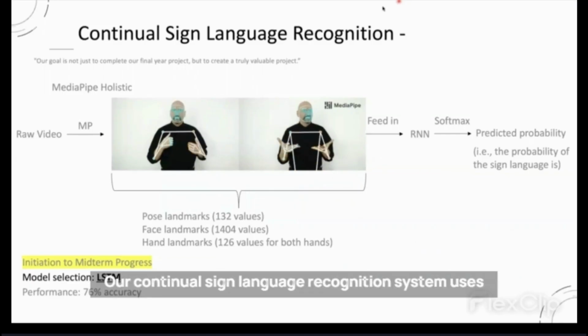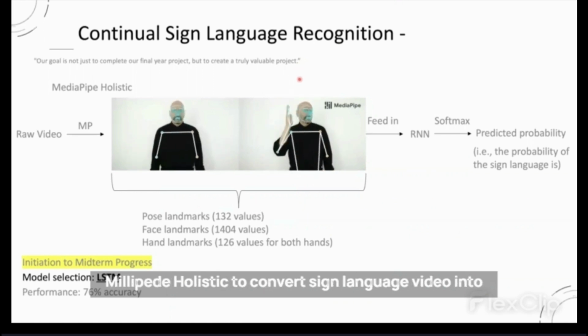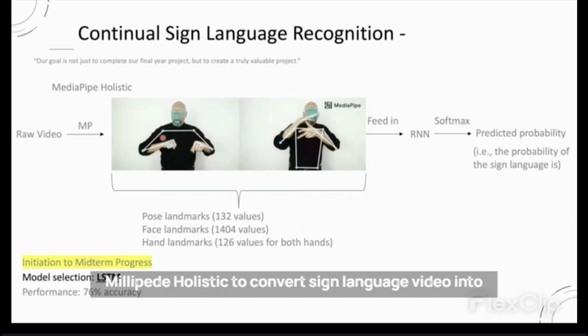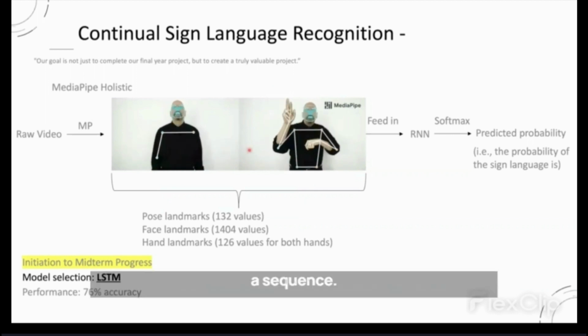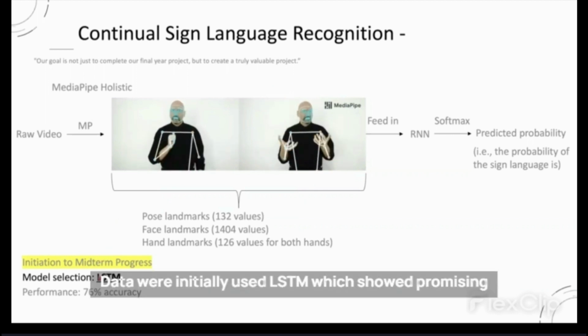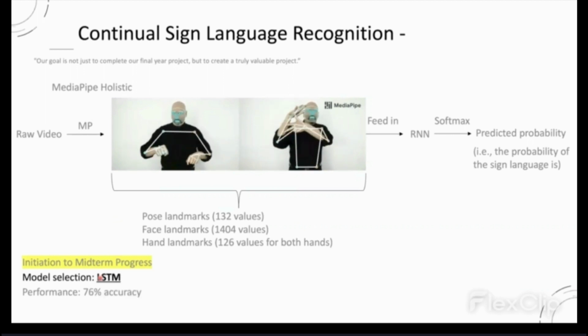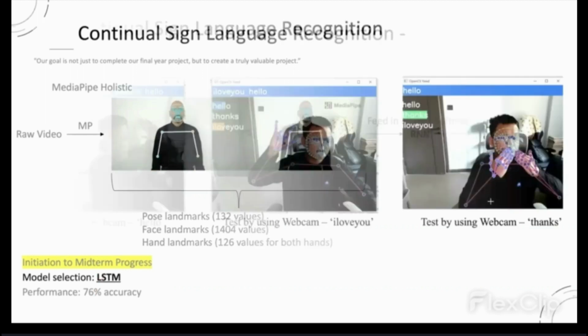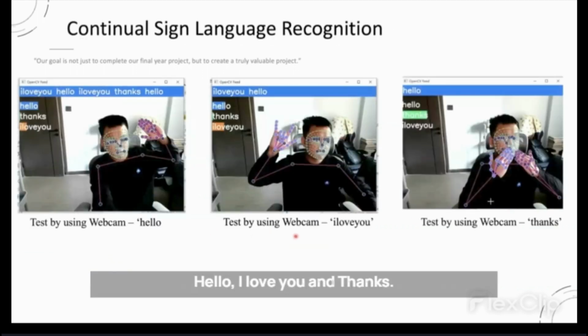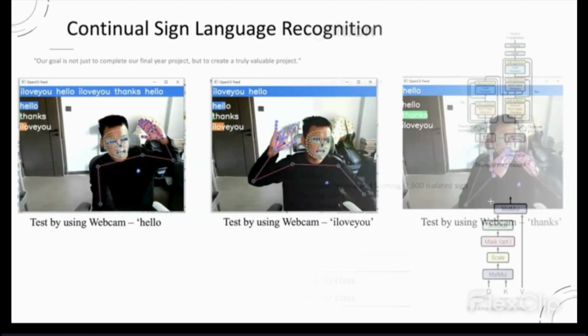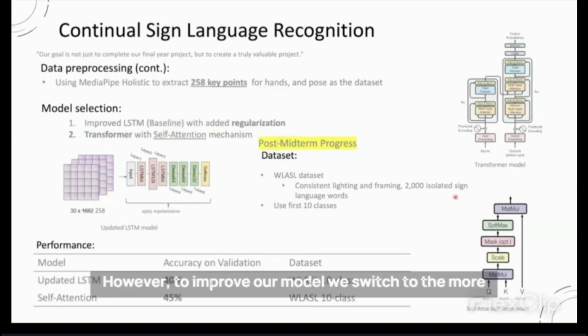Our continuous sign language recognition system uses multiple heuristics to convert sign language video into sequence data. We initially used LSTM, which showed promising results on a small dataset of 3 classes: Hello, I love you, and Thanks. However, to improve our model, we switched to the more recognized WLASL dataset.